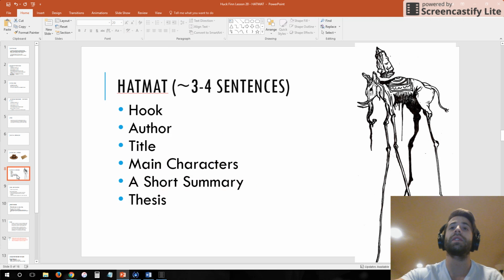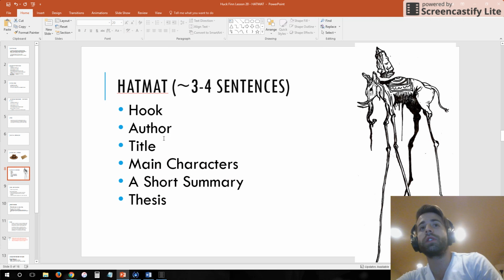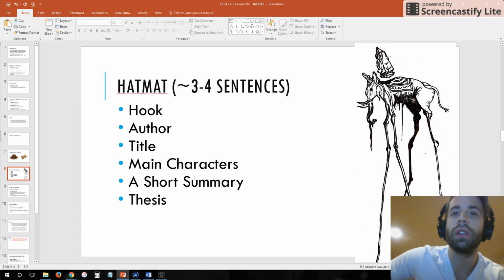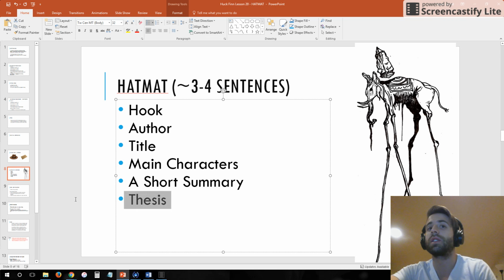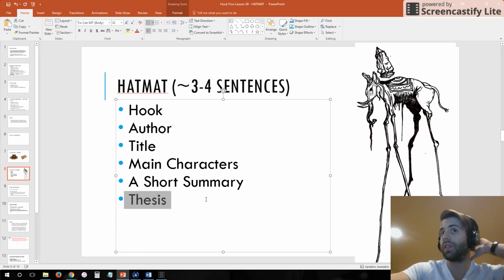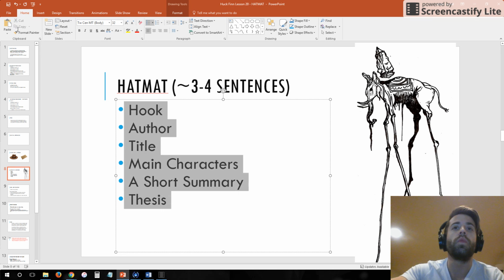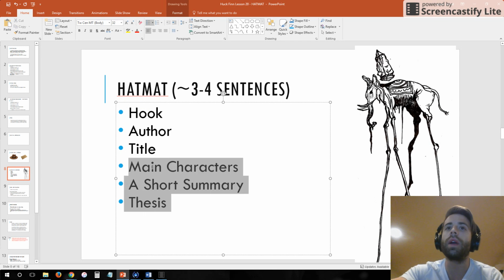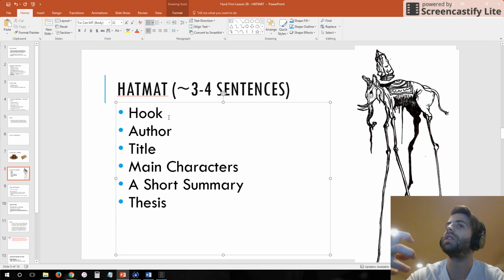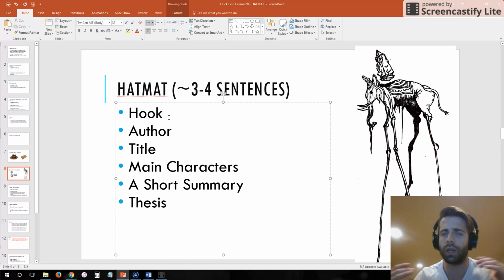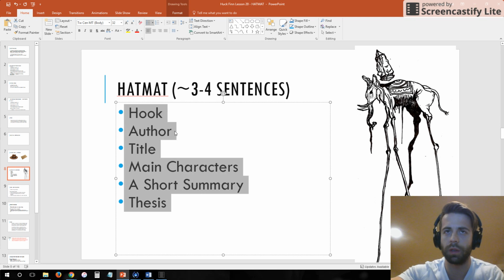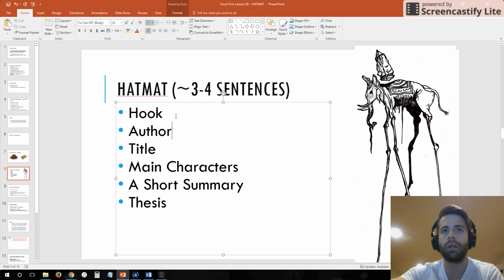So what HATMAT stands for is hook, author, title, main characters, a short summary, and then your thesis. Remember, we started with our thesis in the previous video. Also remember that these aren't always sentences. These are the ideas that you need to get at with your introduction. So don't be confined to say, okay, my introduction has to be 6 sentences because there are 6 bullet points. It doesn't work like that.